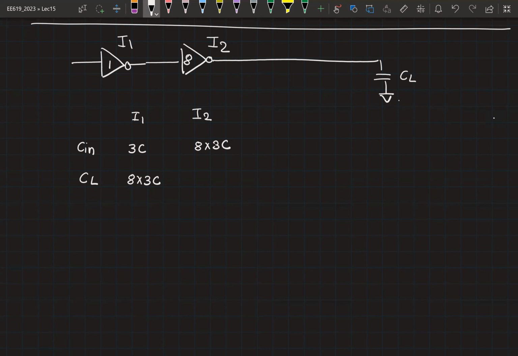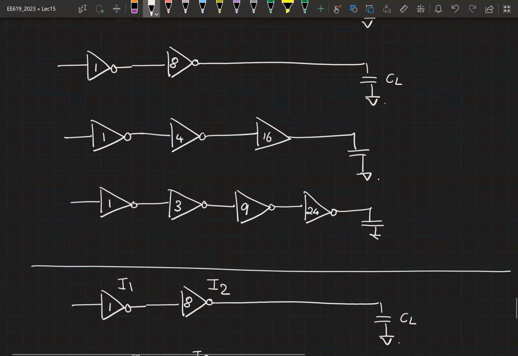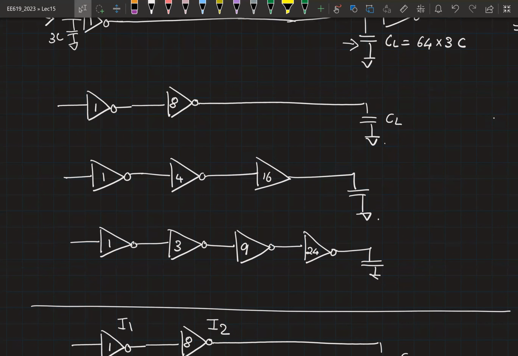And what is the load? 64 into 3C. So what is the value of H? CL by Cin. So here you have 8. 64 by 8. This also gives you 8. What is the logical effort? 1. The parasitic delay is also 1. So D is equal to P plus GH is going to give you 9 and 9. So the total delay is equal to 18. So the D is 18 here.